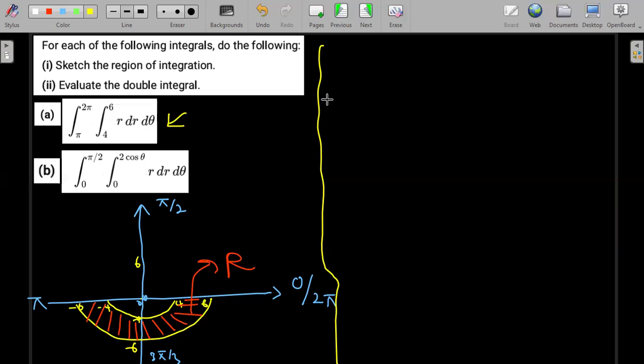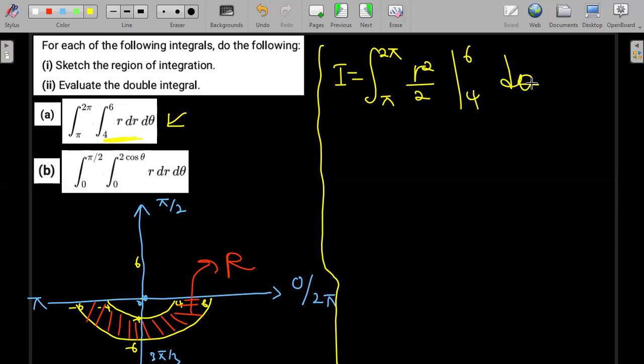So let's evaluate. I'm going to say the integral from pi to 2 pi, and I can evaluate the one inside there. I'm going to get r squared over 2, from 4 to 6, d theta. If I substitute 6 here, I get 36 over 2, minus, if I substitute 4, 16 over 2, d theta.